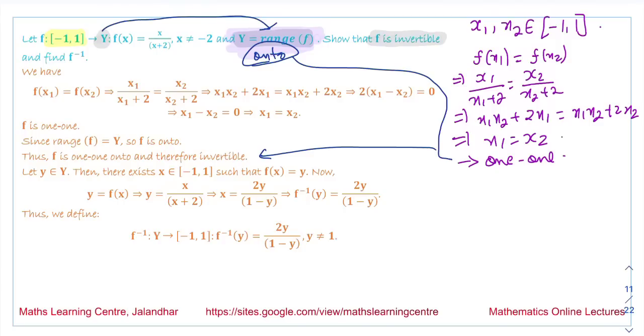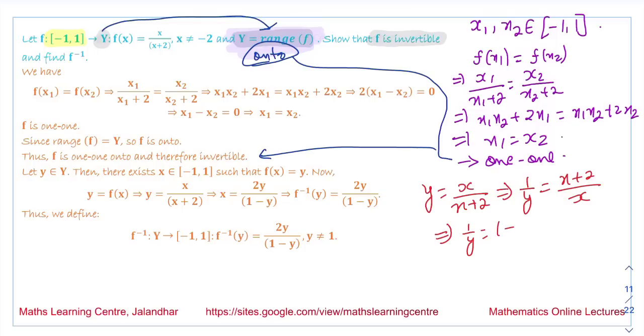Now we have to find the inverse of this function. So to calculate the inverse, we write y is equal to x over x plus 2. So this implies 1 by y is equal to x plus 2 over x. So this gives us that 1 by y is equal to 1 plus 2 by x. So 2 by x is equal to 1 by y minus 1, and this is equal to (1 minus y) over y.